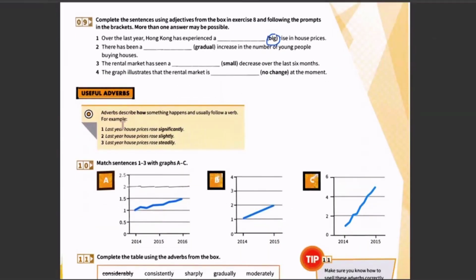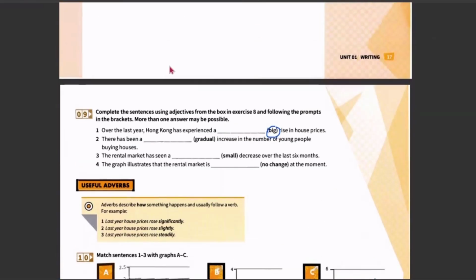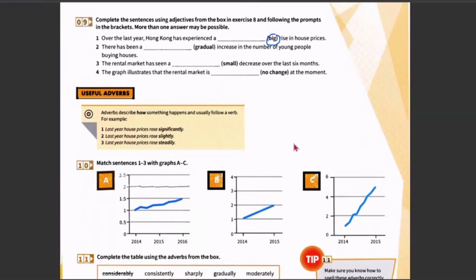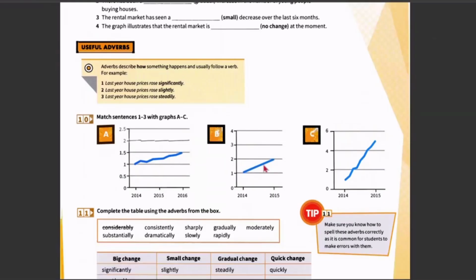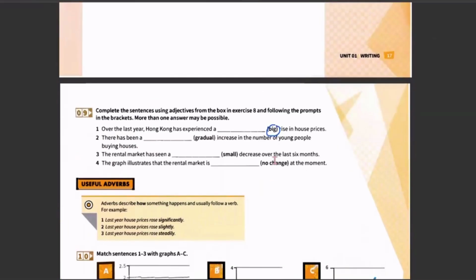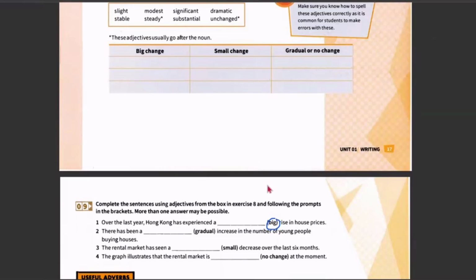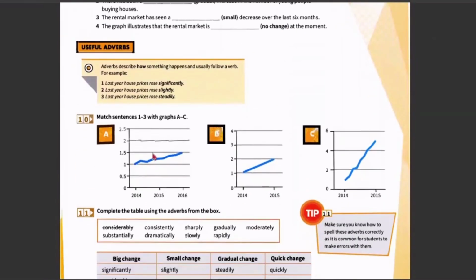Now let's move on and see useful adverbs. Adverbs describe how something happens and usually follow a verb. For example, last year house prices rose significantly. Last year house prices rose slightly. So these adjectives that we just used, if we add ly to them, can turn into adverbs and match the changes that we just followed: the big change, the small change, the gradual change. So let's move on to activity 10.